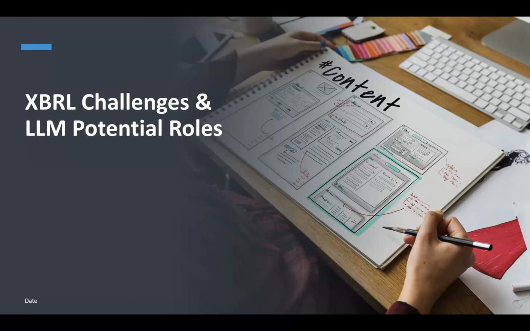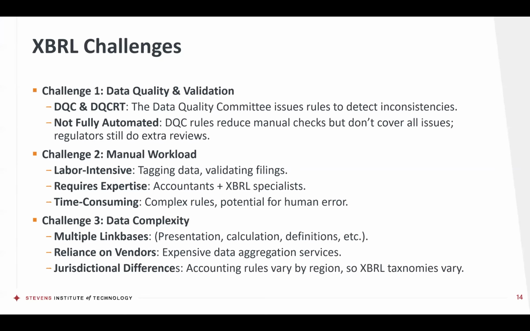XBRL offers big benefits, but we face challenges, and LLMs have the potential to resolve them. We have three main challenges. First, data quality and validation. Data Quality Committee, or DQC, and the DQC rules taxonomy define validation rules to detect issues, but coverage is partial. Regulators still review filings manually.